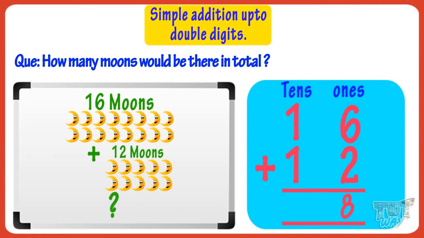Now, add the digits in 10's place. That is, 1 plus 1, we get 2. And write the sum below 10's place. So we got to know 16 plus 12 makes 28. So there will be 28 moons in total.